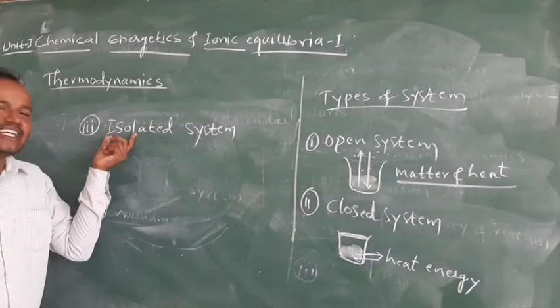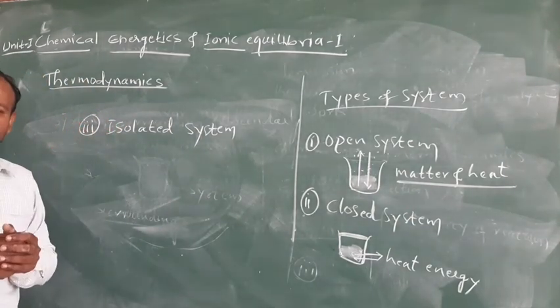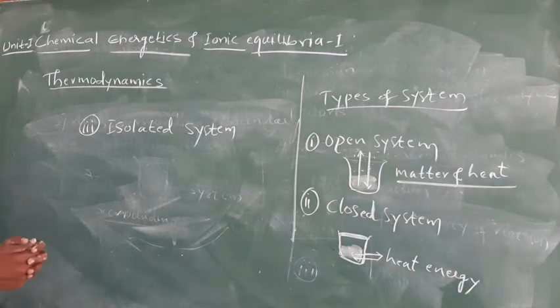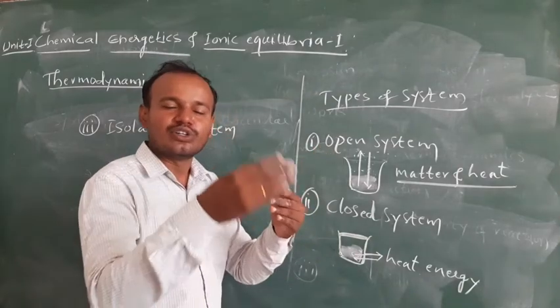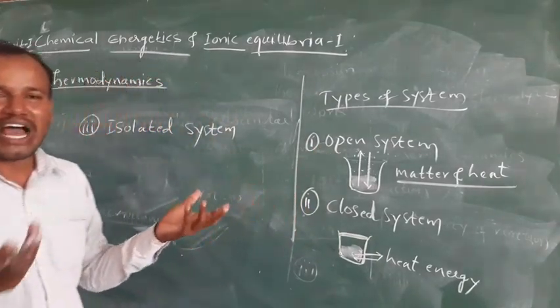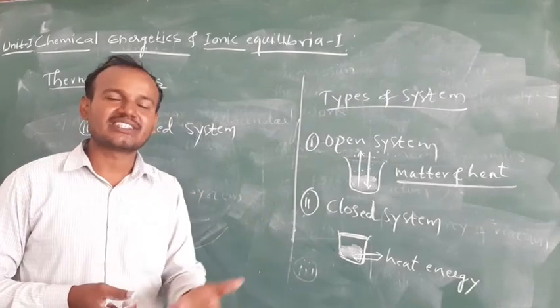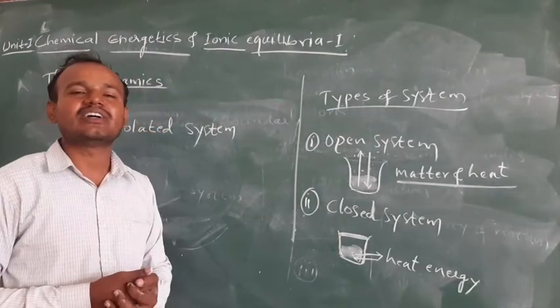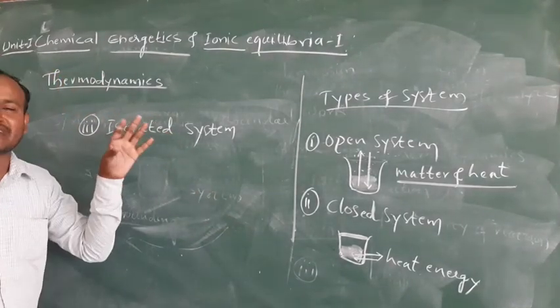The name says it's isolated. When the boundary is insulated, it is an insulating material which does not allow even heat energy to pass through it. Then what will happen? Neither matter nor heat energy is exchanged between the system and the surroundings. Such a kind of system is called an isolated system.